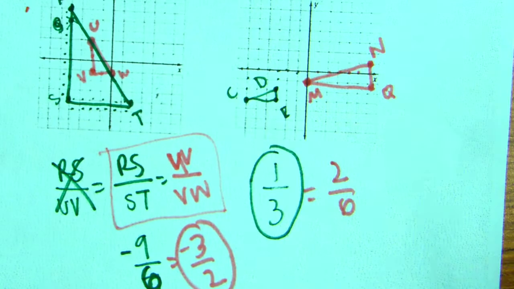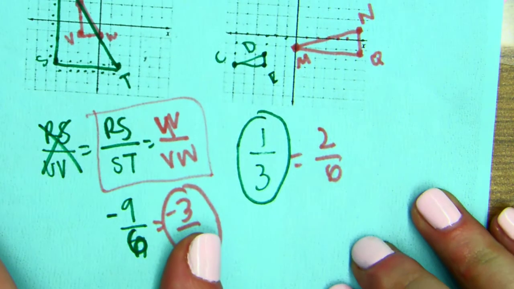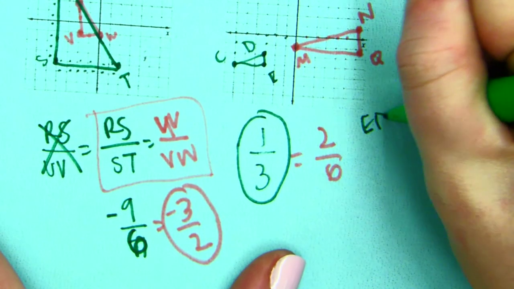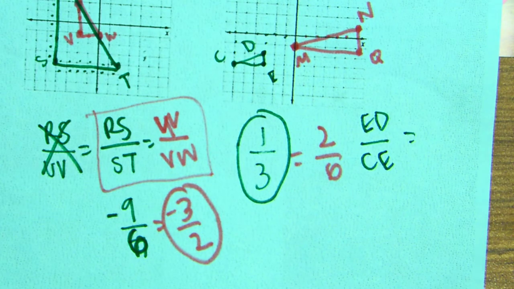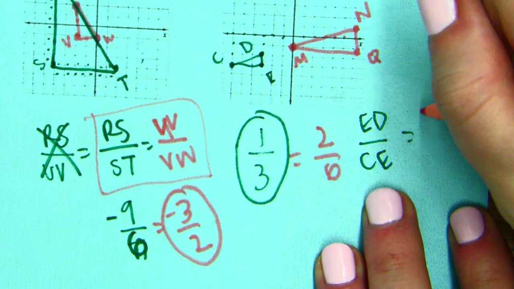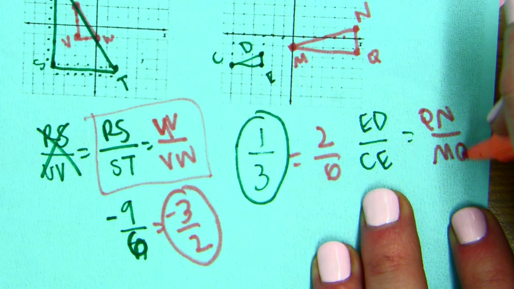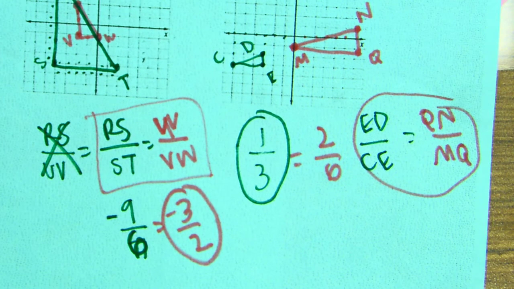That's the slope. I also need to write proportions using the names of the side lengths. So my rise here is ED. My run is CE. My rise on the orangish triangle or pinkish is QN. My run is MQ. So we need for this one a proportion, and we need to write the slope, or the numerical value.